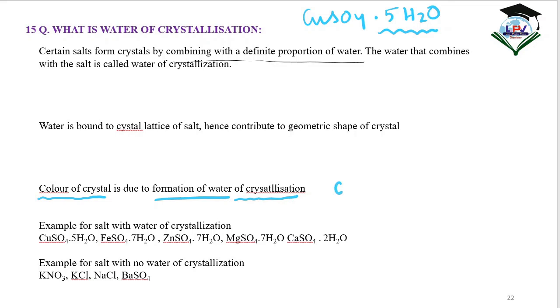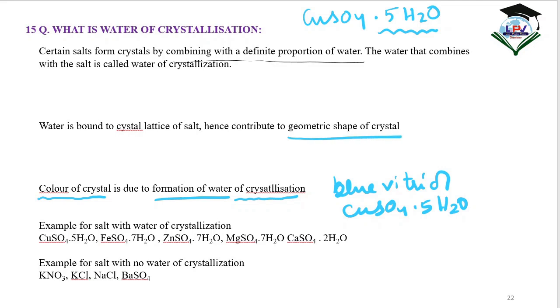So the blue vitriol, which is your copper sulfate 5H2O, gets its color due to the formation of water of crystallization. Now let's talk about the geometry, the shape of a crystal. When water is bound to the crystal lattice of a salt, it contributes to the geometry of the crystal.